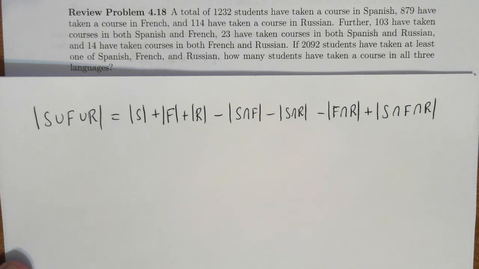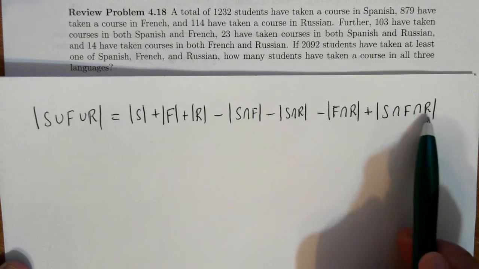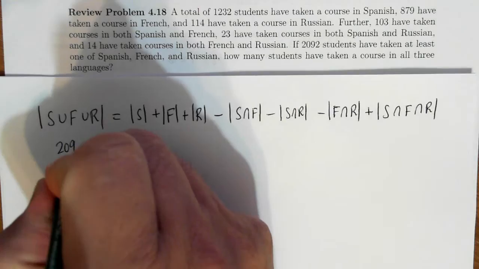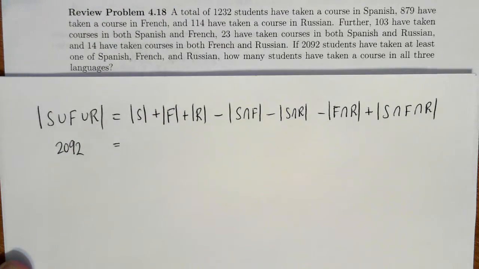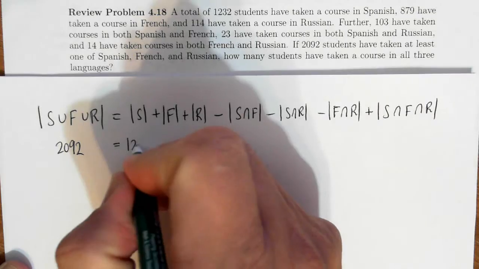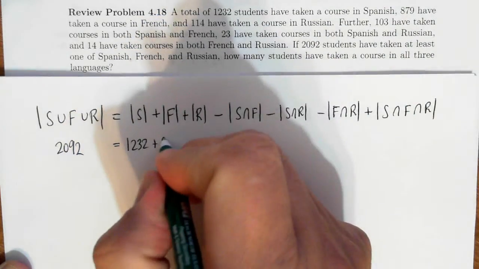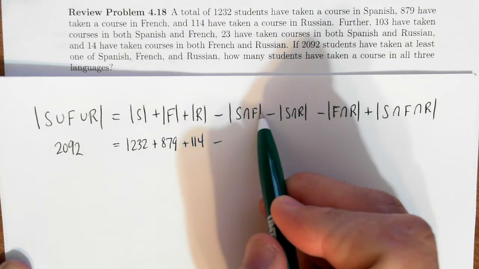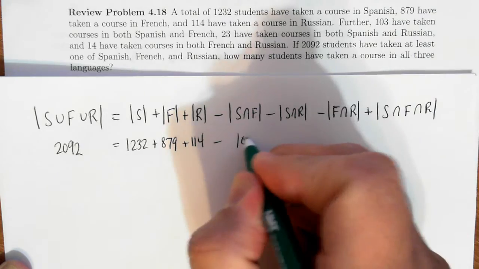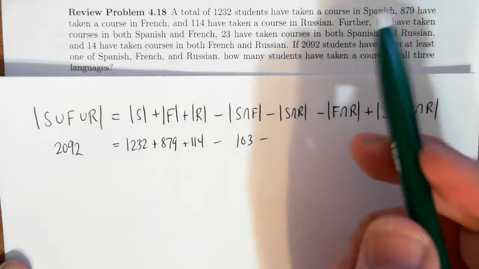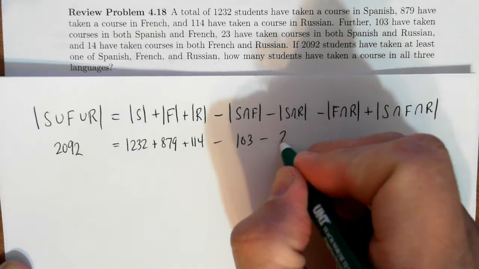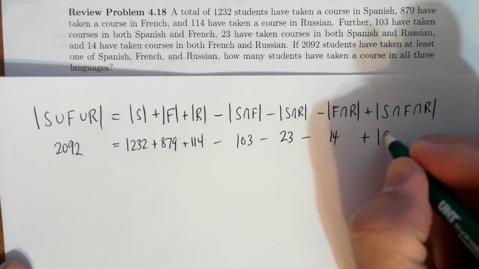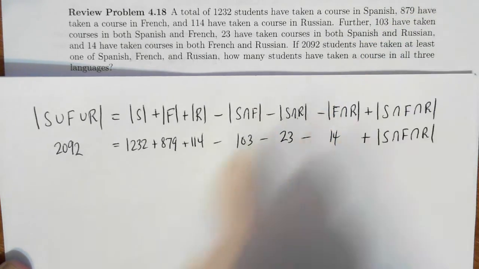And the one thing that we don't have is the number that have taken courses in all three languages. We're given that 2,092 students have taken at least one of the courses. We know that 1,232 have taken Spanish, 879 have taken French, 114 have taken Russian. Spanish and French is 103. Spanish and Russian is 23. And French and Russian is 14. So the one unknown is the number of students that have taken all three languages.